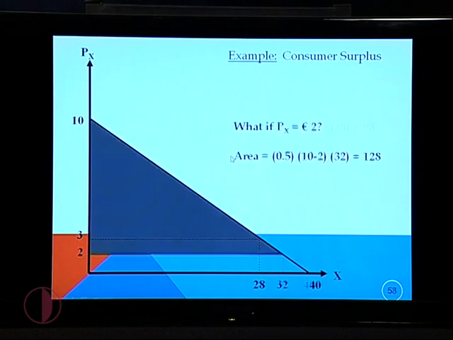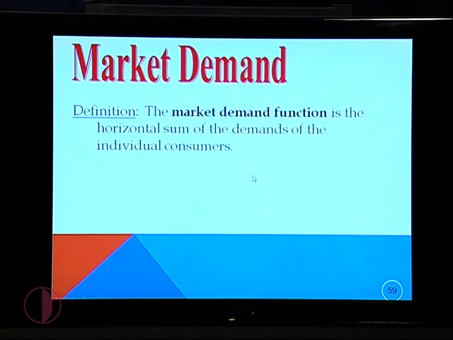What if Px is reduced to 2? Then the surplus is enlarged, as you are observing here. Again we use the triangle equation, height multiplied by base divided by 2, 0.5 times (10 minus 2) divided by 2, multiplied by 32. As you see, the surplus is enlarged here from 2 to 3. This is the surplus amount. We can also calculate the enlargement of the surplus, but not necessarily.